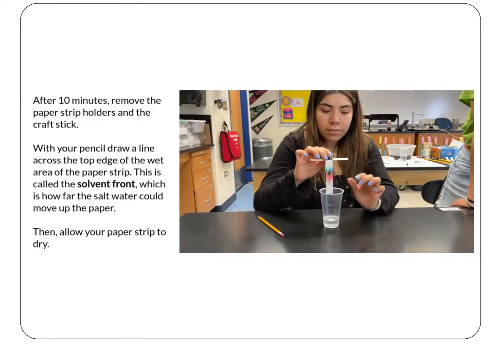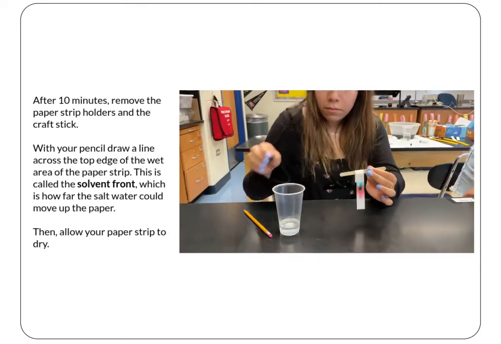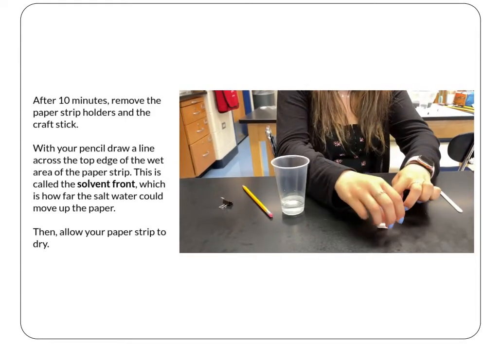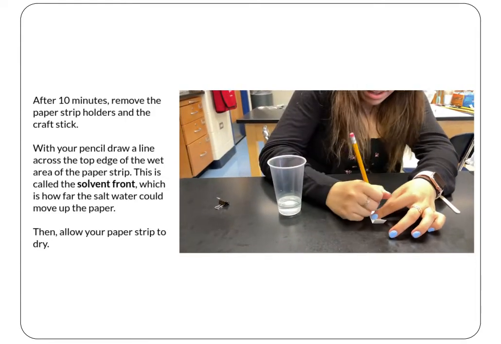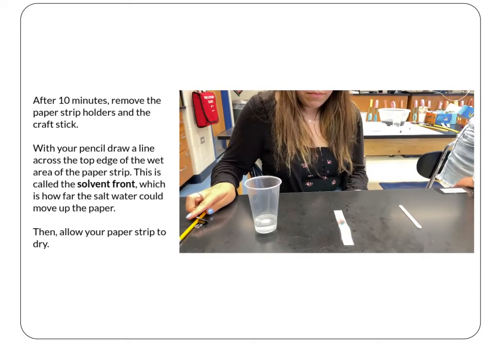After your 10 minutes are up, remove the paper strip holders and the craft stick. With your pencil, draw a line across the top edge of the wet area of the paper strip. This is called the solvent front, which is how far the salt water could move up the paper. Then allow your paper strip to dry.